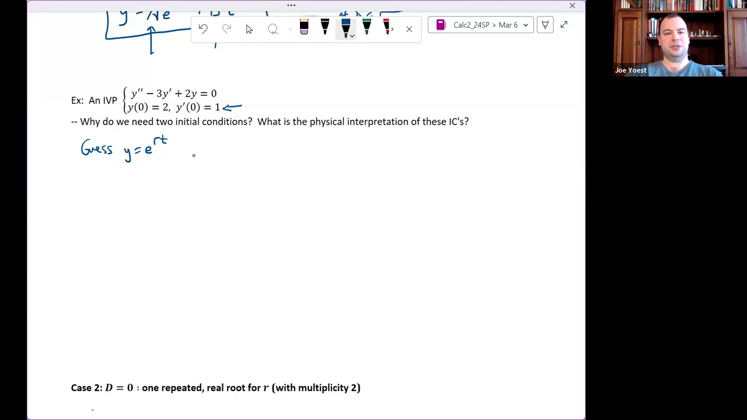So we guess y equals e to the rt. This yields a characteristic equation. y double prime is going to be r squared e to the rt. We know that e to the rt is going to end up going away. Minus 3y prime is going to have one factor of r. Plus 2y has no factors of r, equals 0.